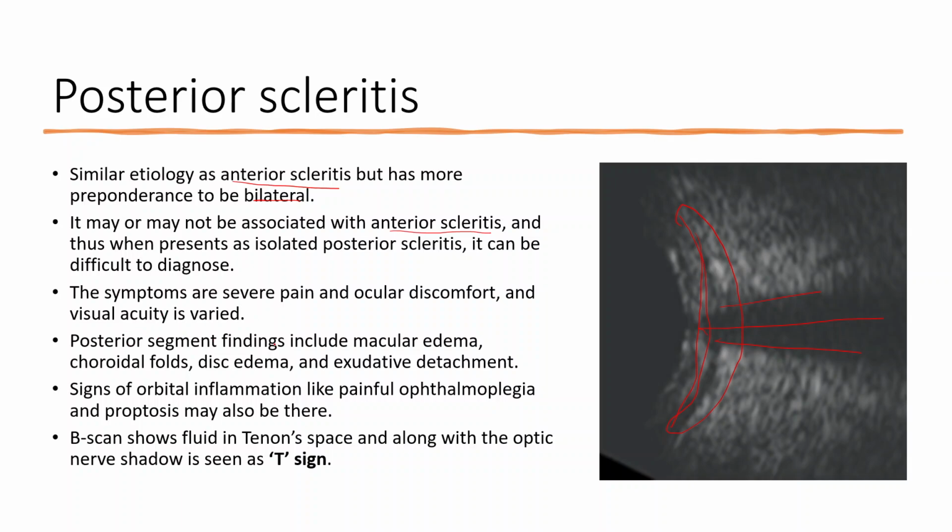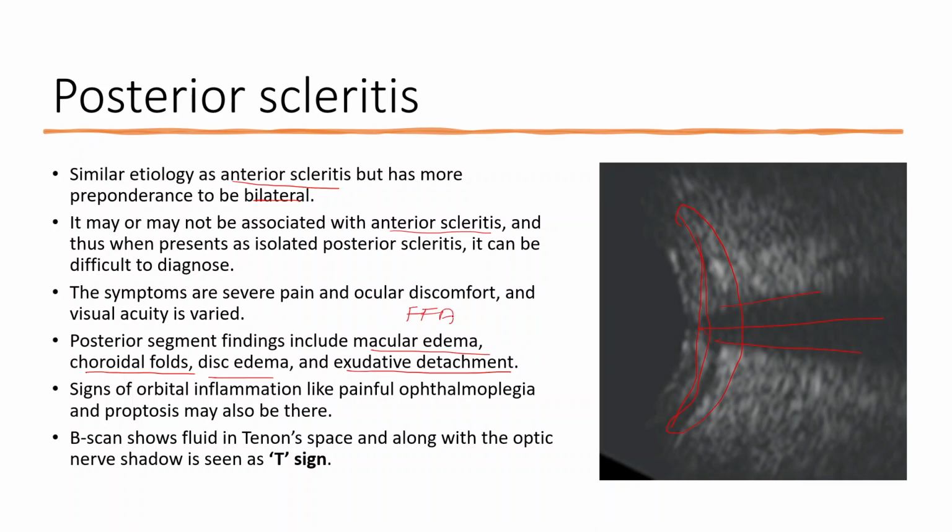So what are the posterior segment findings? You can have macular edema, you can have choroidal folds, you can have optic disc edema, and you can have an exudative retinal detachment. So these are all non-specific posterior segment findings which will never tell you this is a case of posterior scleritis. So what are the investigations that will help you?